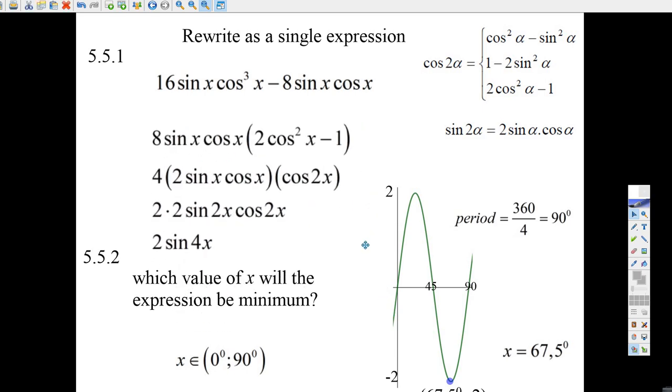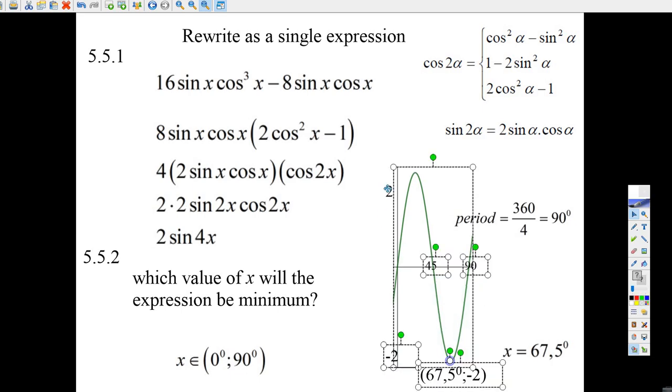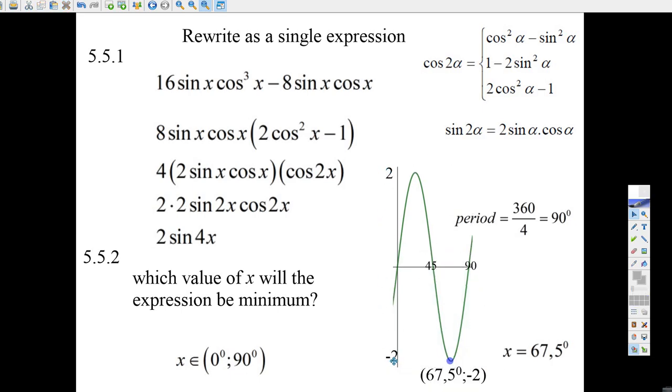I'm going to see if I can grab this thing down here and bring it up so you can see it a little bit better. Yeah, it goes up to 2 and down to minus 2. And I know the period is 360 divided by 4. It takes 90 degrees to go through a complete cycle, up to 2, down to 0, down to minus 2, and back to 0. Which value will it be minimum? Well, there it is, the smallest place it can be, minus 2.